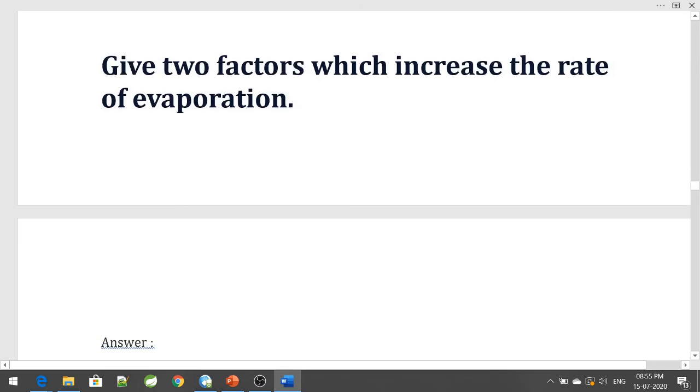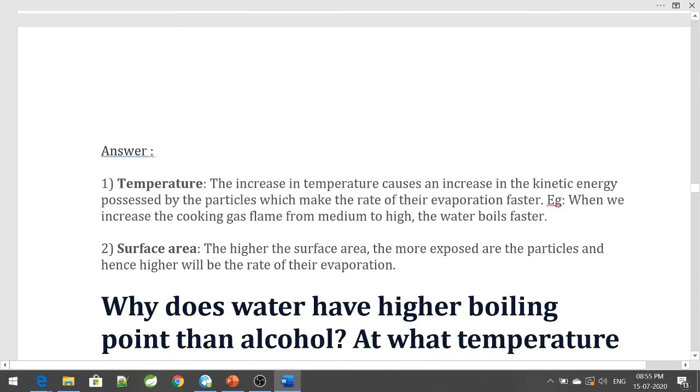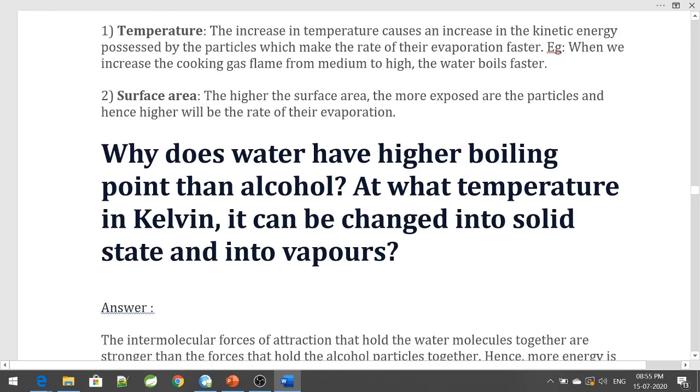What are the factors which affect evaporation? That is temperature and surface area. As the temperature increases, the rate of evaporation increases. As the surface area increases, the rate of evaporation increases. So these are the two factors which increase the rate of evaporation.